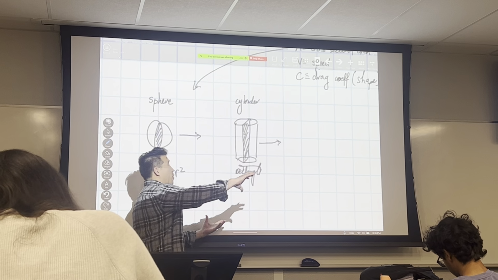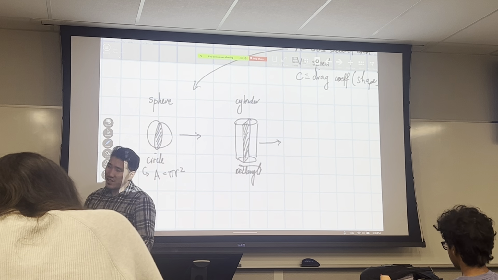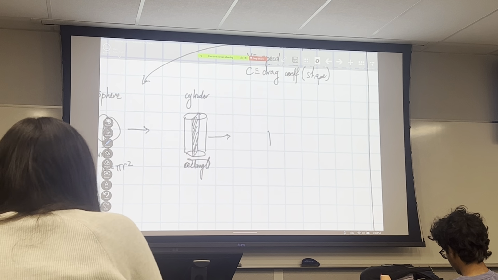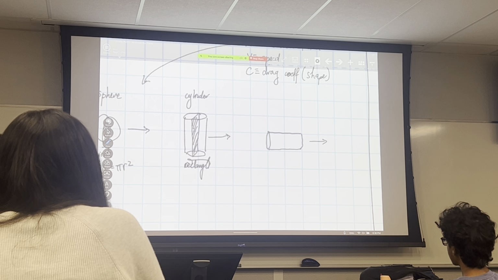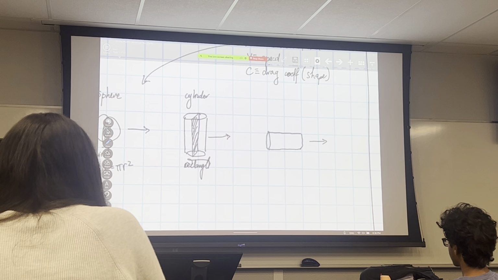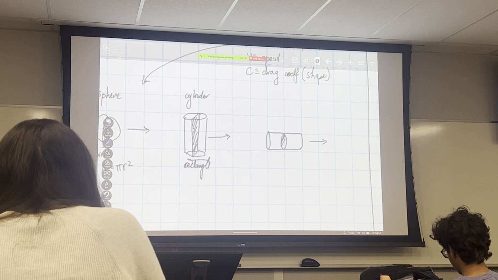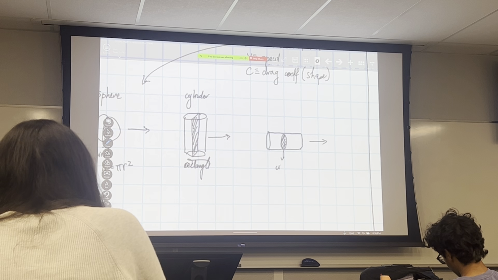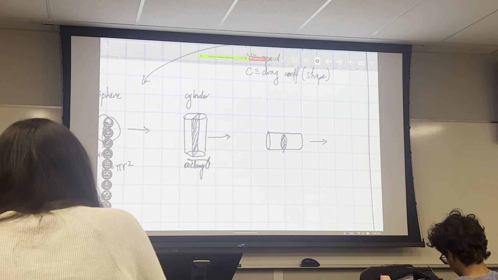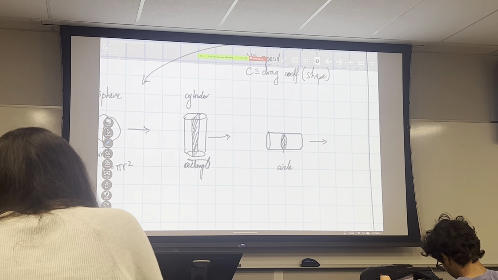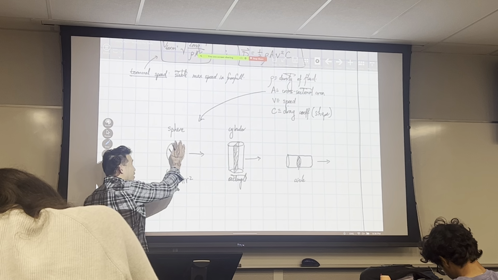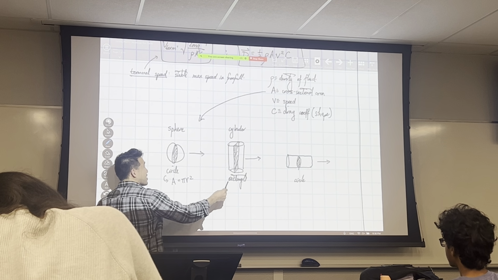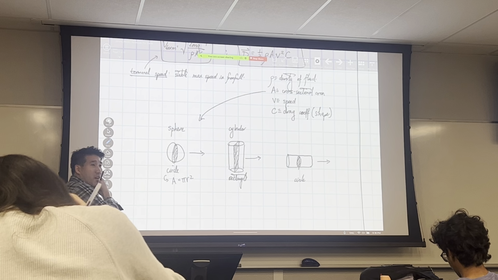But let's say we rotate this 90 degrees. We still have that same cylinder, but if it's moving this way, what will our cross-sectional shape be? It would be a circle, and that is correct. And so for the area, we care about the cross-sectional area, not the total surface area or anything.